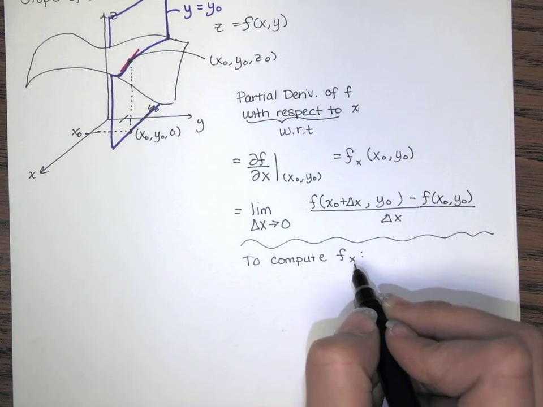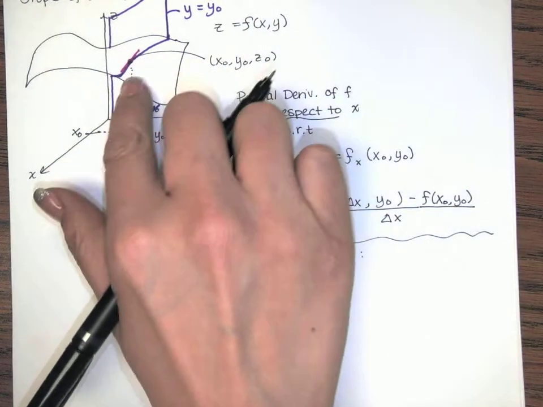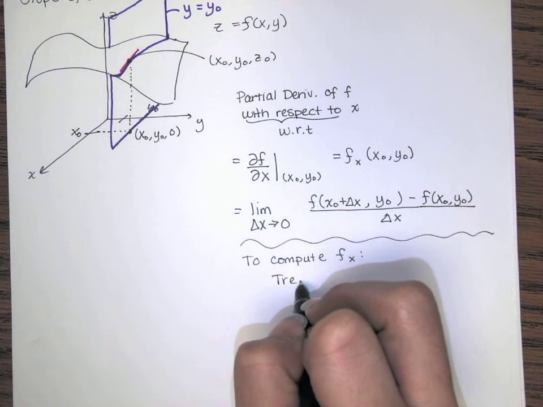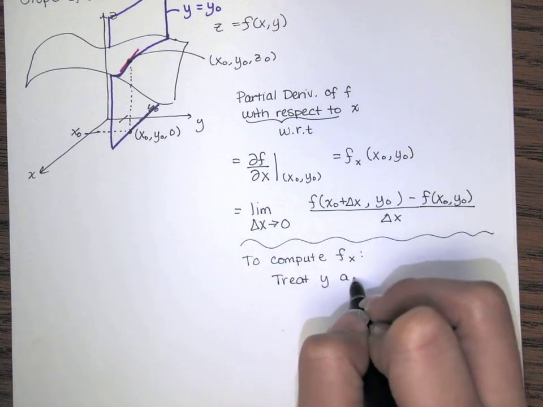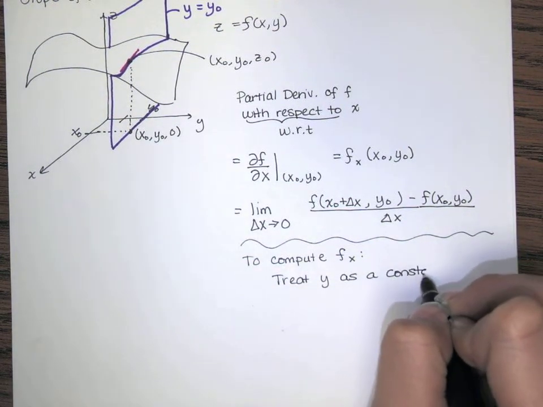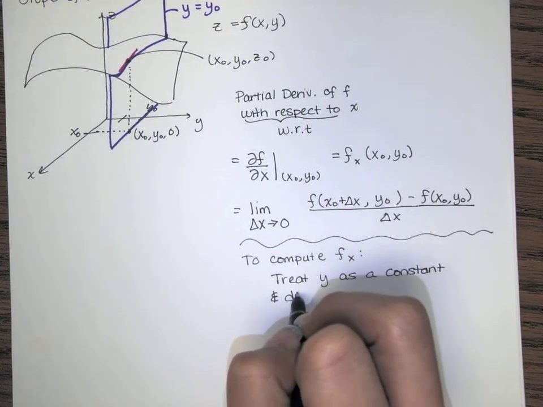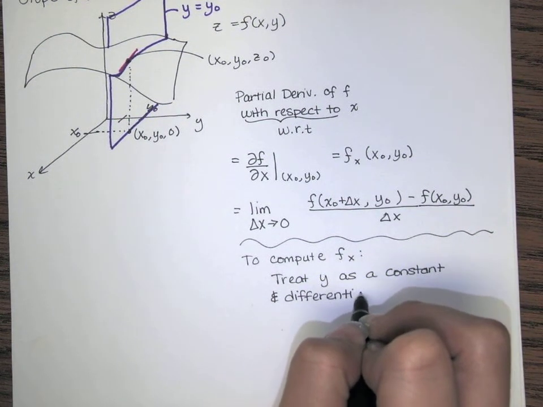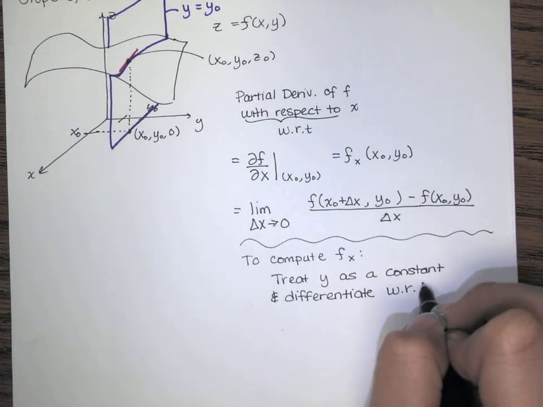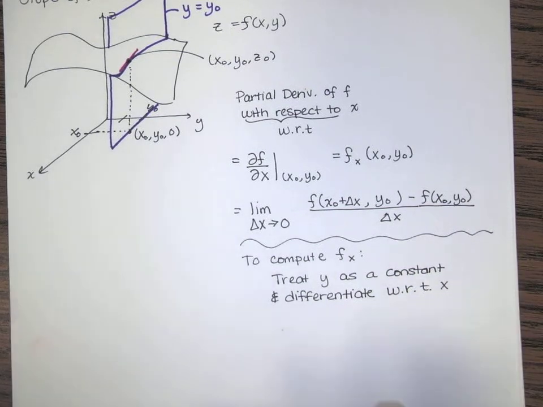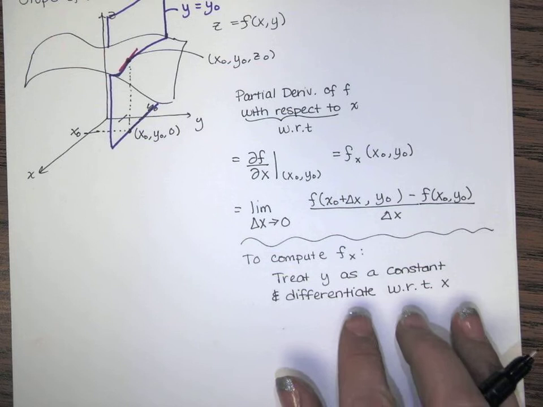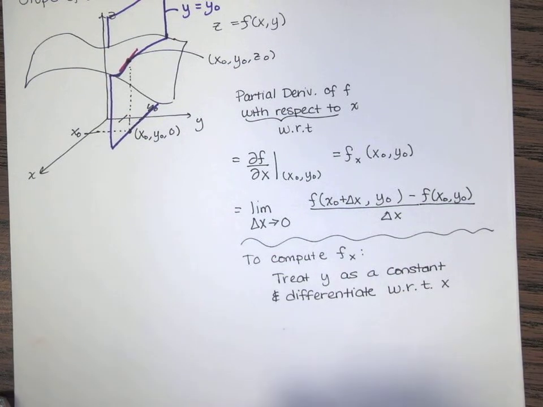So if I want to compute the partial of f with respect to x, we treat y as a constant because we're on this plane where y is equal to a constant. And then we differentiate with respect to x. And that's it. And most students are very comfortable with this definition. It's just a little bit harder in practice. Sometimes you see a y and you want to differentiate it because that's what you're used to doing. You just have to hold off and remember you're treating y as a constant and differentiating with respect to x when you're taking the partial of f with respect to x.